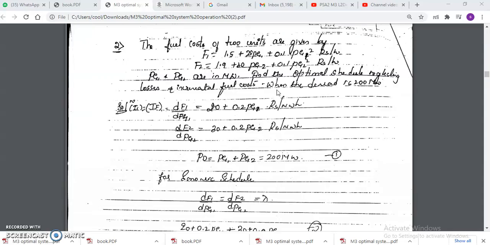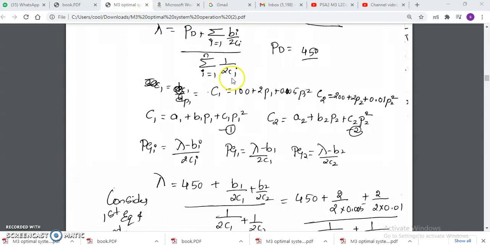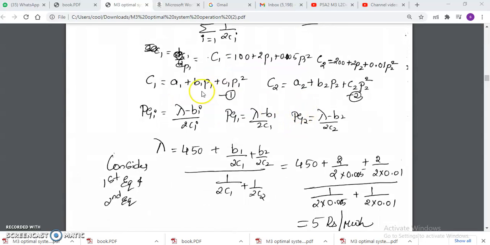I have done this by another method, the alternative method. Whatever they have given in the problem, C1 and C2, I compared, and we found the values A1, B1, C1, and so on.